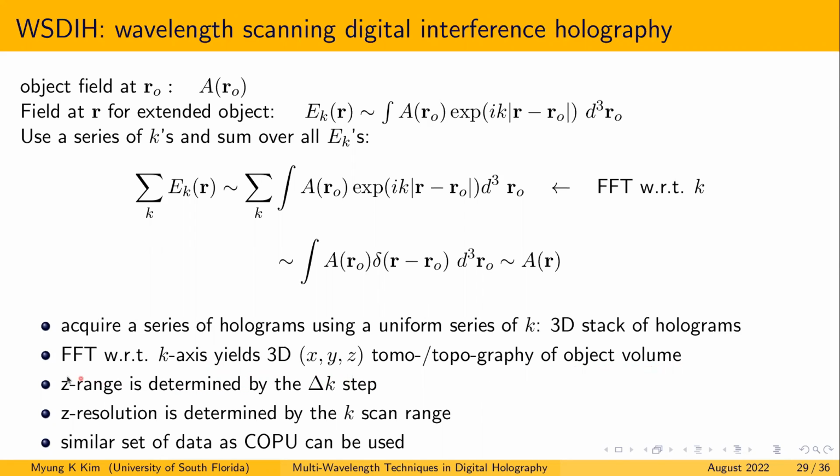And Z range of this object volume is then determined by the delta K step, or step in 1 over lambda. And the Z resolution, again, is determined by the total scan range in 1 over lambda, which is really equivalent case as with the cumulative OPU.